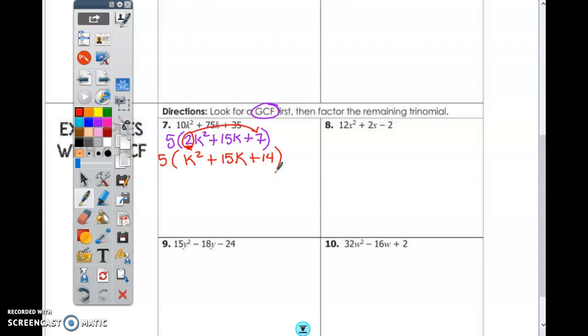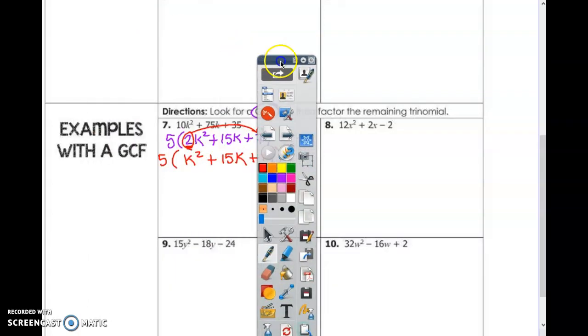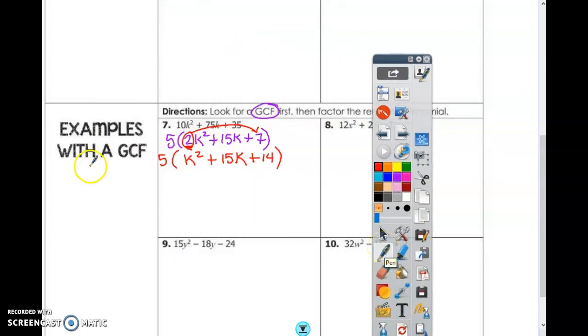So I need factors of 14 that give me a sum or difference of 15. Factors of 14. What are they? 1 times 14 and 2 times 7. Do any of those give you a sum or difference of 15? Yes, which one? 1 and 14 if I add them, right? So it's a sum, and they both have to have that sign, so they're both positive.